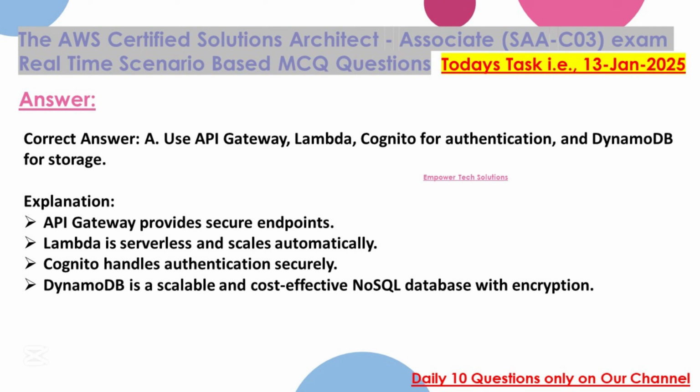Explanation: API Gateway provides secure endpoints. Lambda is serverless and scales automatically. Cognito handles authentication securely. DynamoDB is a scalable and cost-effective NoSQL database with encryption.